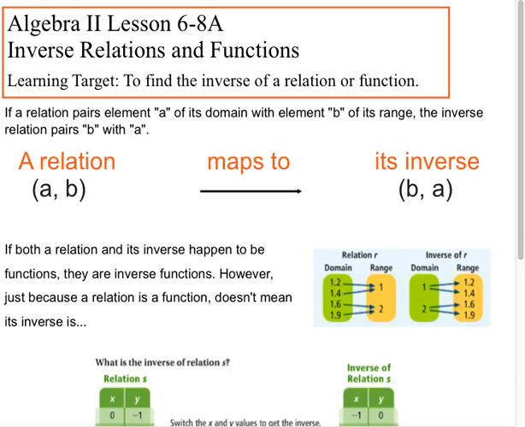So what happens? Well, when you're talking about a relation, what happens when you take the inverse is you have a point AB, it flip-flops. It undoes it. So it goes to BA. It just switches the X and the Y values.